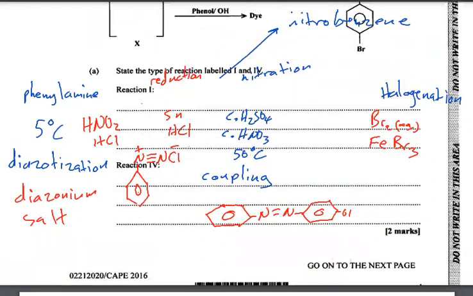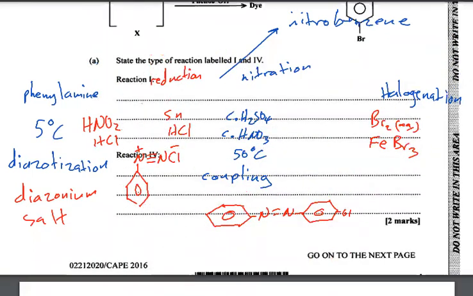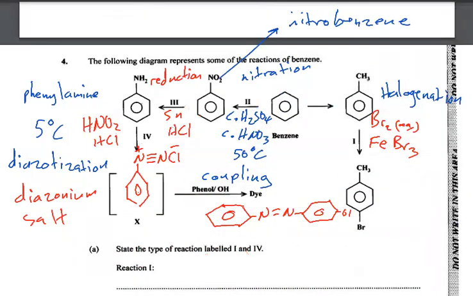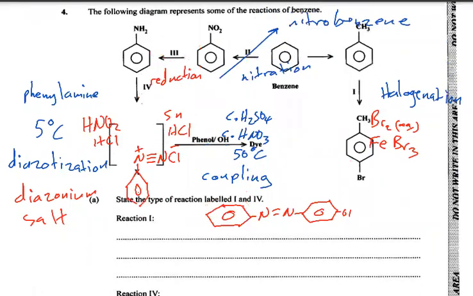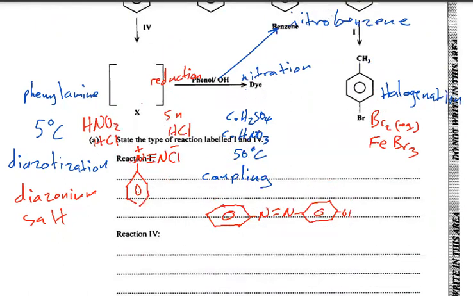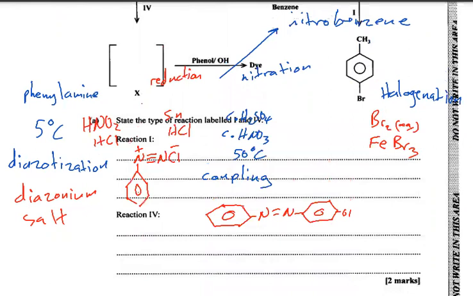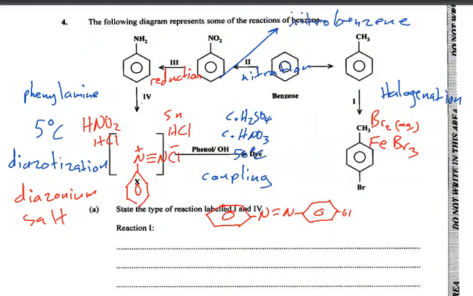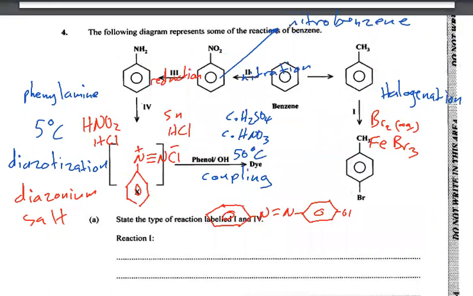Is that all we need to write for part A? A asks us to state the type of reaction. Is it 2 marks for each or 2 marks for both of them? 2 marks for both of them, so 1 mark for each: 1 mark to say nitration, and the next mark to say diazotization.